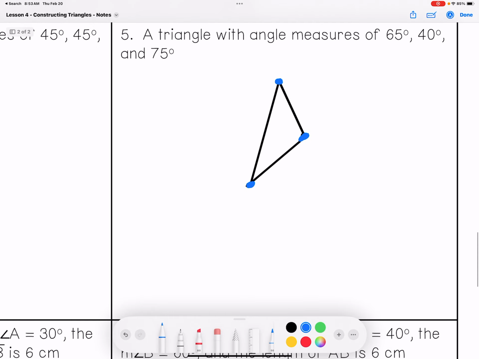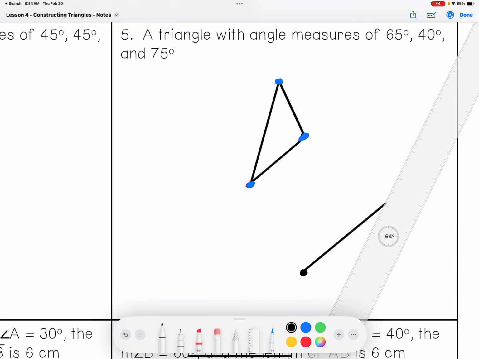So all you have to do, let's recap, when they give you the angles: put a dot. Get your protractor out. Measure the first one. You could have started with 40 if that's what you'd wanted to do. I'm going to start with 40. Just draw a line.